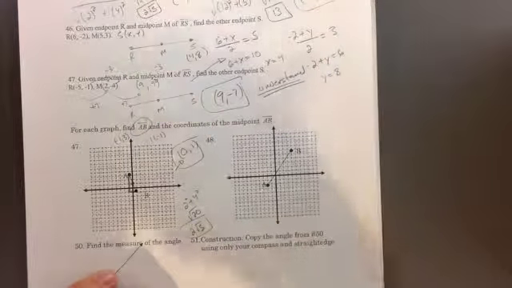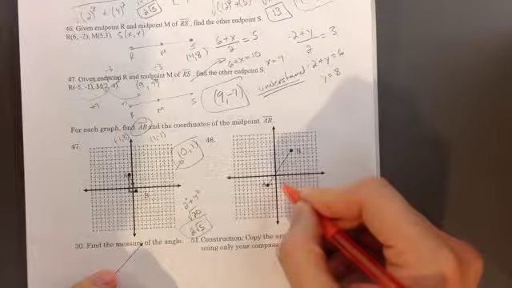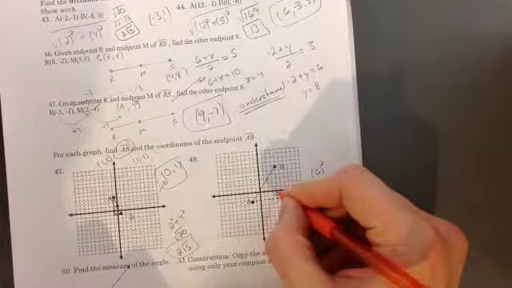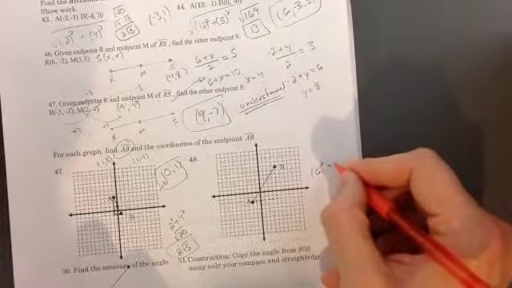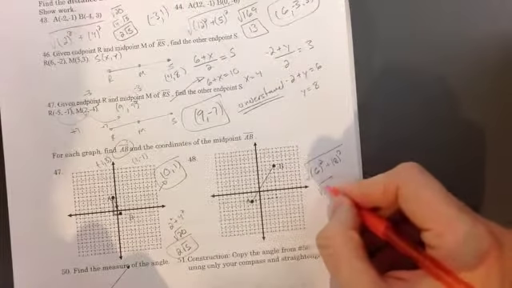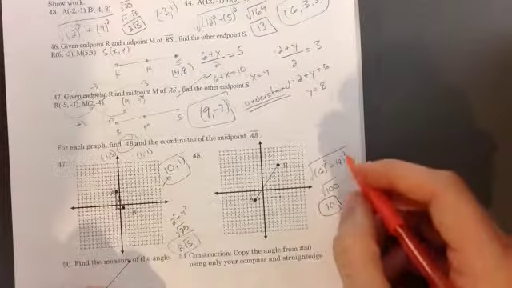Now this one, same thing. Looking for the difference in my x's, 1, 2, 3, 4, 5, 6. So going back to my formula, the difference in my x's is 6. The difference in my y's, 1, 2, 3, 4, 5, 6, 7, 8. Difference in my y's is 8. So I've got 36 plus 64, that's the square root of 100. So my distance is 10.